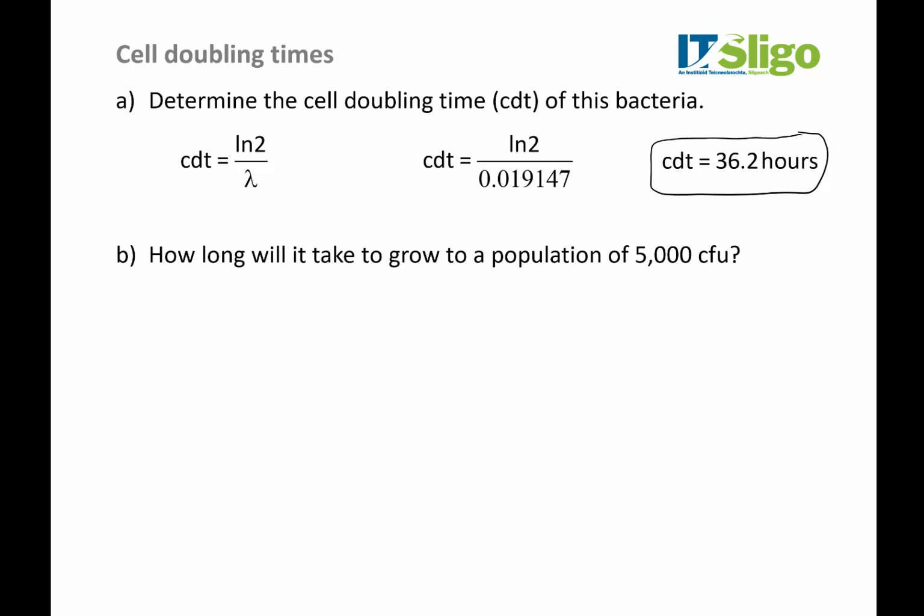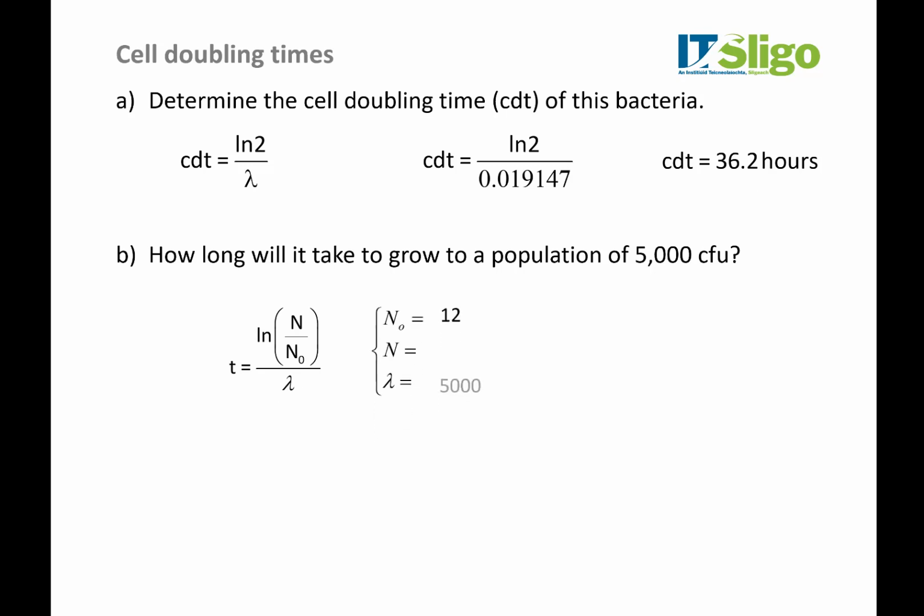So we've done most of the maths now. This is fairly straightforward. How long will it take to grow to a population of 5,000? Well, we need to manipulate for T again. 5,000 is the new value, 12 is the N0, and we know lambda. Feed these in. So it'll take 315 hours to grow to a population of 5,000 CFU.